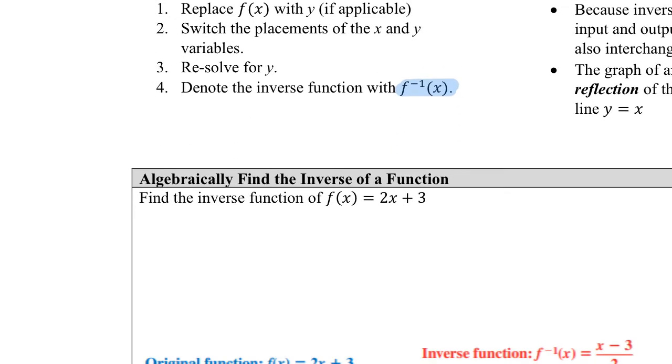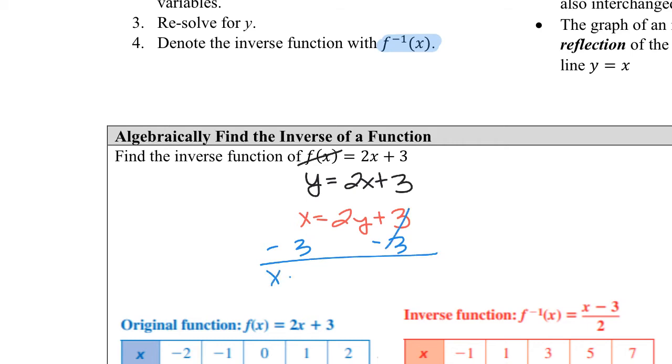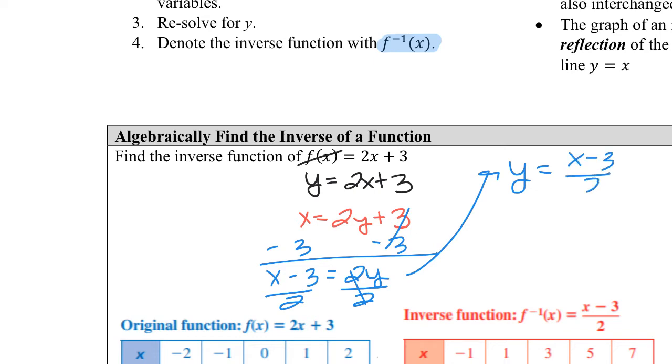So let's find the inverse of 2x plus 3 algebraically. First thing is we're going to replace this f of x with y. Then we're going to switch the placements of our x and y variables. So instead of y equals, it's going to be x equals 2y plus 3. Then we're going to resolve this for y, so that means moving the 3 to the left. So I get x minus 3 equals 2y, and then dividing by 2. So we have y equals (x minus 3) over 2.